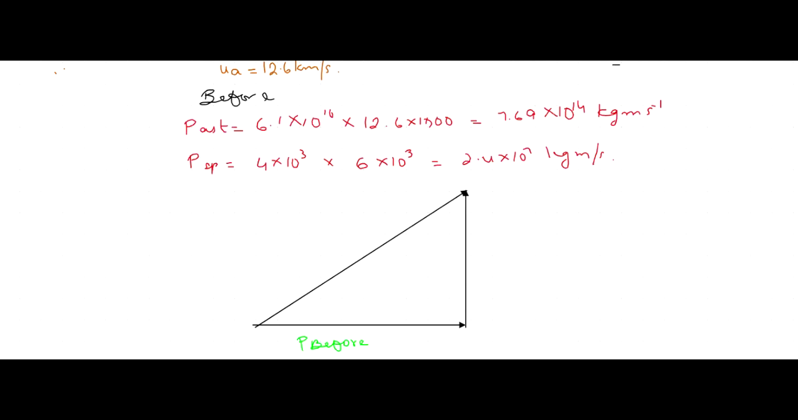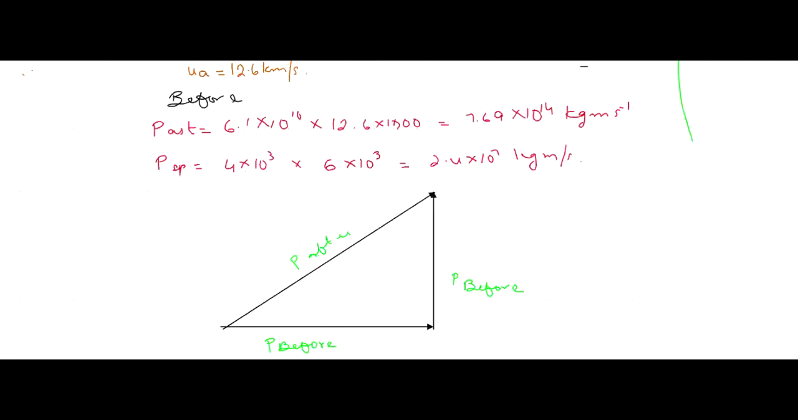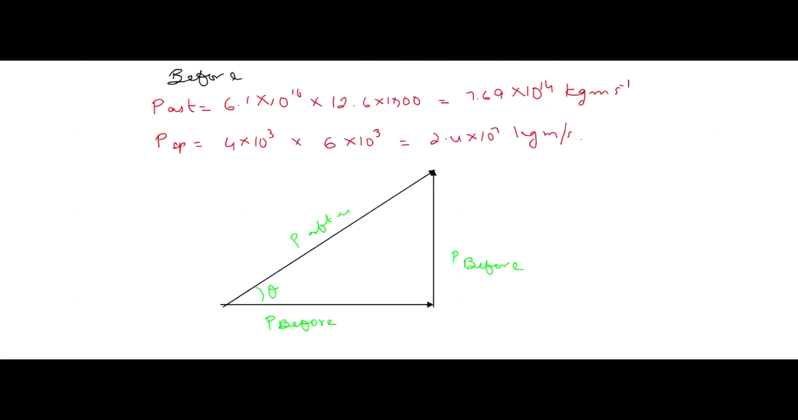This is the momentum before the collision. This is also the momentum before the collision, but it's in the vertical direction. The resultant momentum is the momentum after the collision. And this angle theta that I had marked over here with the horizontal. Now that we have this piece of information, we can find out pretty much every piece of information that we require, right? So we know that momentum before the collision in the horizontal direction is 7.69 into 10 raised to the power of 14. This is going to be 2.4 into 10 raised to the power of 7.